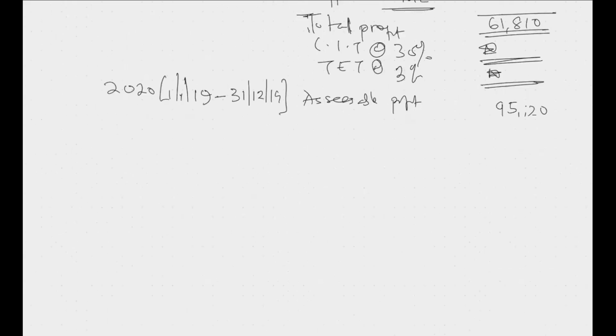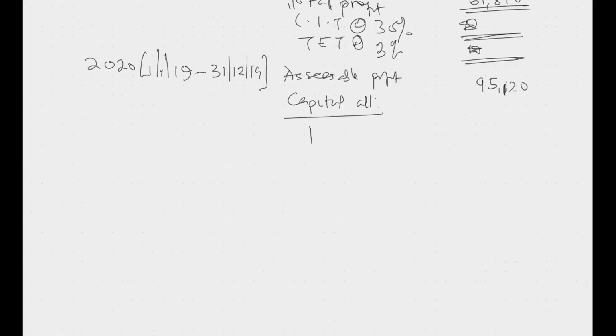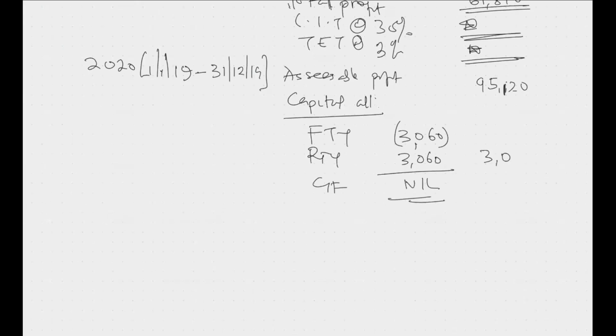Capital allowance 306. There is no brought forward. So for the year, we leave for the year, carry forward. Here my total profit is 92,060.